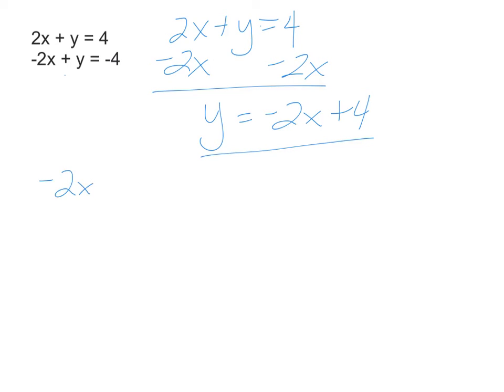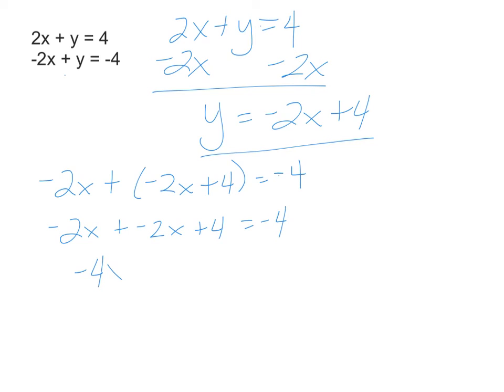So negative 2x plus negative 2x plus 4 equals negative 4. Again, I have 1, so I'm just going to basically get rid of the parentheses. So negative 2x plus negative 2x plus 4 equals negative 4. I have negative 4x plus 4 equals negative 4. So I subtract 4. I have negative 4x equals negative 8. So I divide that out and I get x equals 2.